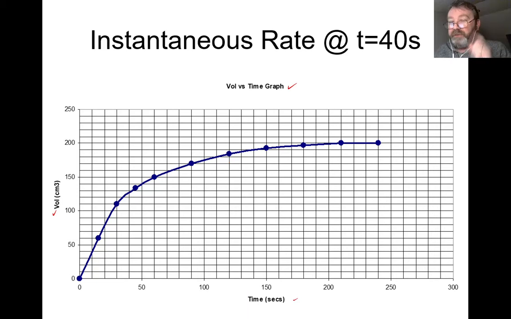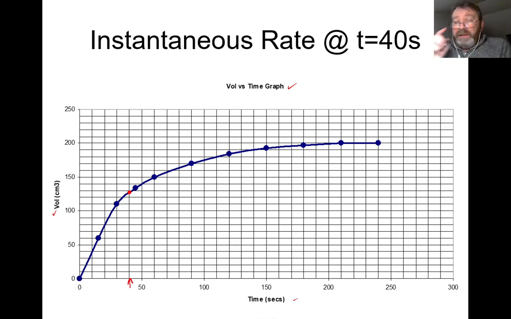Okay? Now here's what I want to do. I want to work out the instantaneous rate at 40 seconds. So the first thing I've got to figure out is, well, where is 40 seconds in this curve? There's 50 seconds, there's 40 seconds. So what I need to do, there's 40. So I'm going up along that line there until I hit the graph. So there. That's where I want to work out the instantaneous rate of reaction.